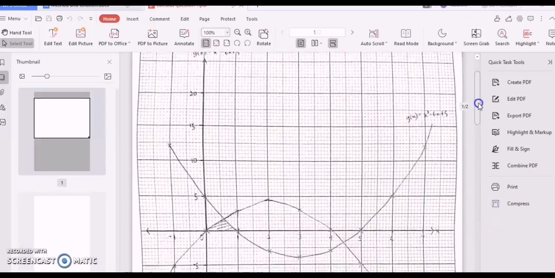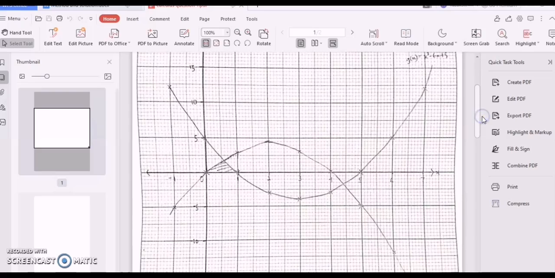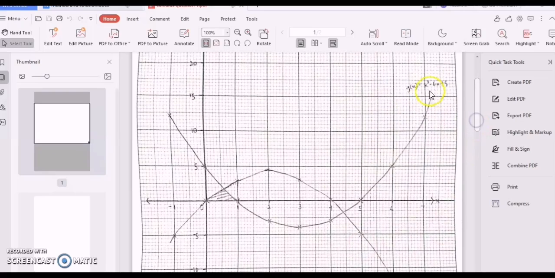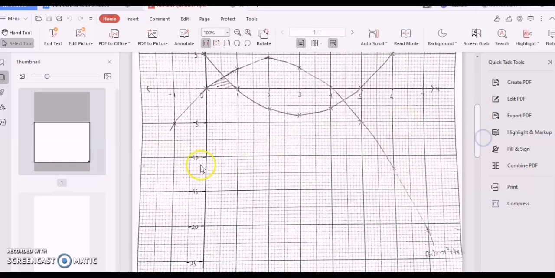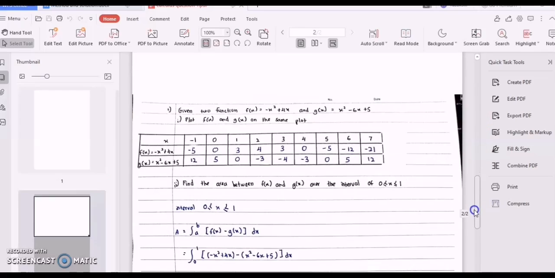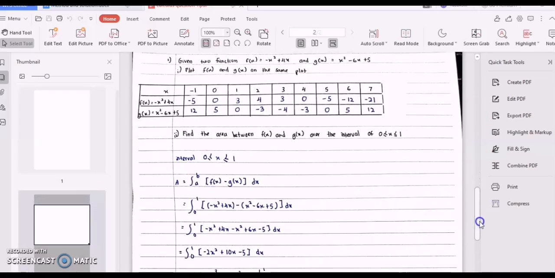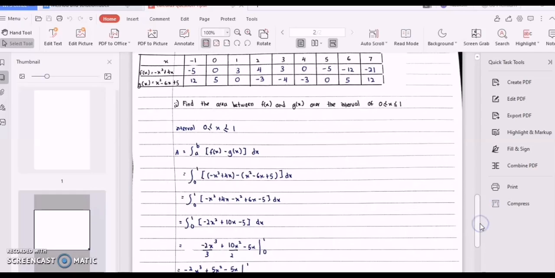So this is the graph that I got from the calculation, putting gx versus fx. We can see gx here is a smile, and fx is a down curve. After that, we need to find the area between the interval 0 and 1. So for the interval, we need to integrate the function fx minus gx. The limit here is 0 to 1 because the interval is 0 to 1.